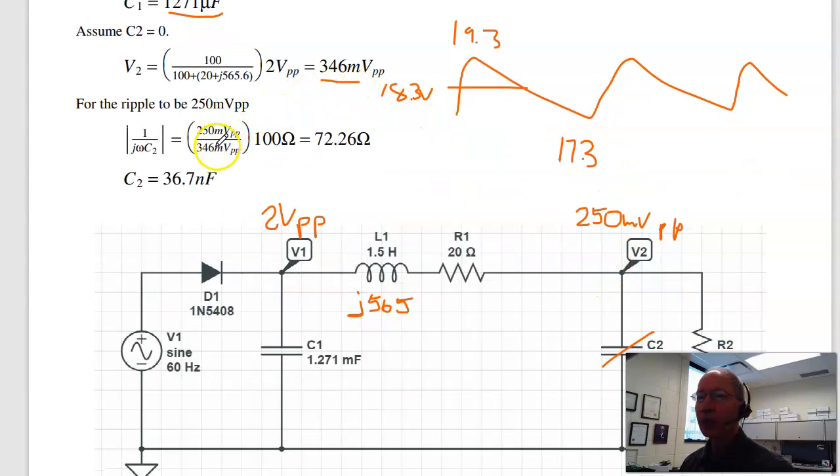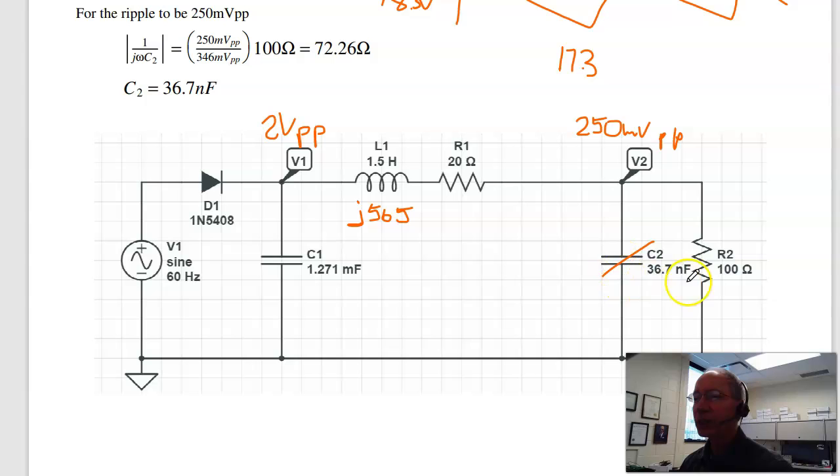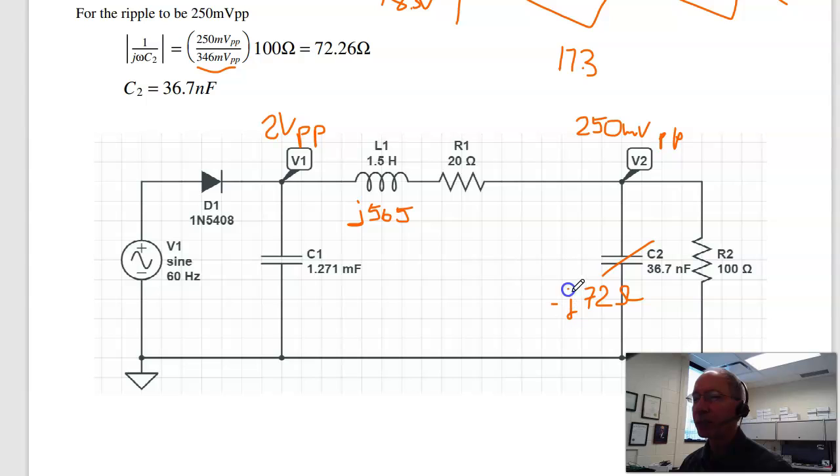I want it to be 250 millivolts. So C2 needs to be smaller than 100 ohms. It needs to be this much smaller, roughly. This needs to be 72 ohms. If I make the resistance smaller, this would actually be minus j72 ohms. Make it smaller, the ripple gets smaller. So to get minus j72 ohms, C needs to be 36 nanofarads. And there's your design.